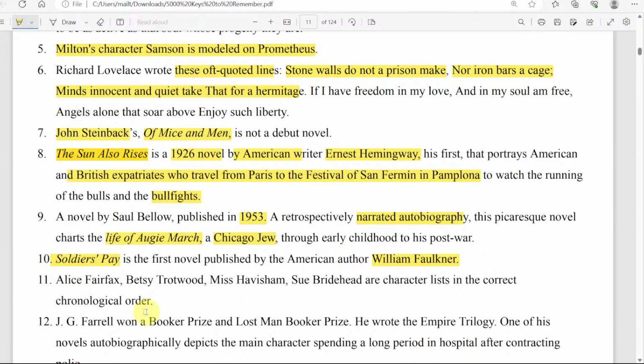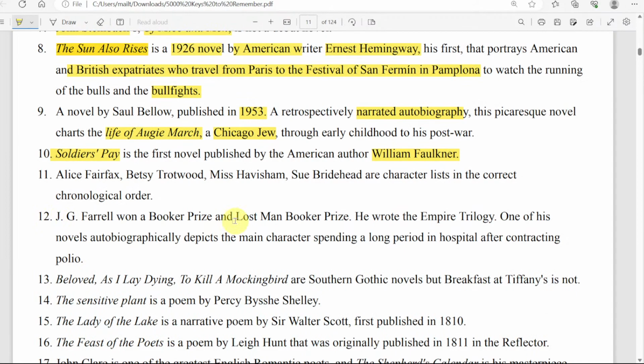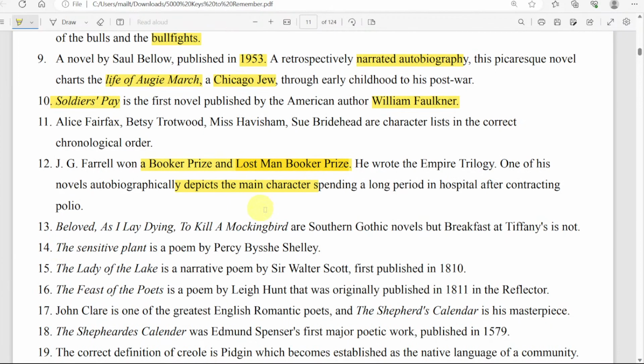So remember that J.G. Farrell won the Booker Prize and the Lost Man Booker Prize. He wrote the Empire Trilogy. One of his novels autobiographically depicts the main character spending a long period in hospital after contracting polio. So that was the complete plot of the Empire Trilogy.